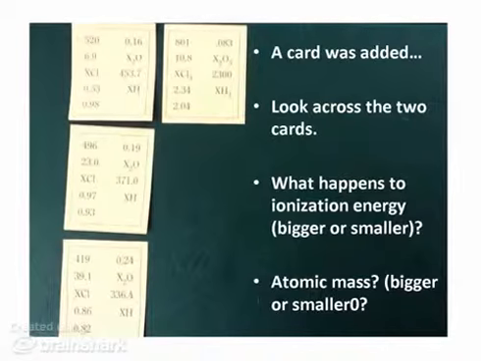Now find that fourth card that has ionization energy of 801 and atomic mass of 10.8 in your set of cards and place it into your arrangement in your workspace. Then move on to the next slide.